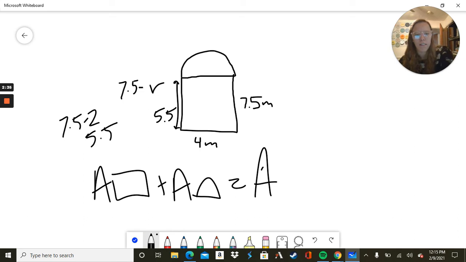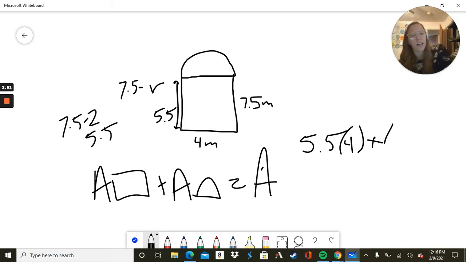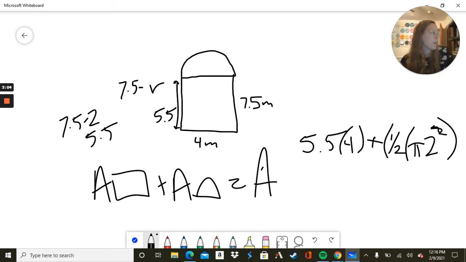So we're going to take 5.5 times 4, plus, so to find the semicircle, we take half of the area. So half pi times 2 squared.